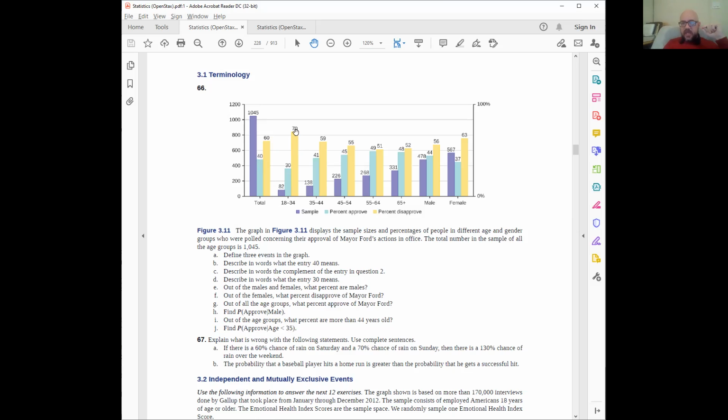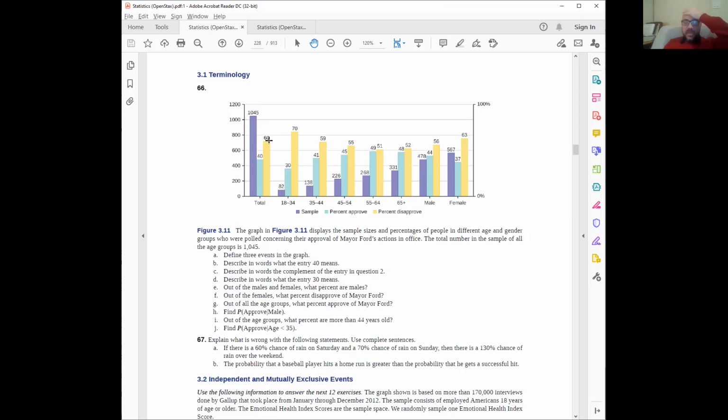The bar for 70 is higher than the bar for 60. So it makes it seem like there are more 18 to 34 year olds who disapprove than there are total people who disapprove, which is false. There's a higher percentage of 18 to 34 year olds who disapprove than the overall total. But when you make a bar chart, your bars should represent the relative sizes of the groups. And so it makes this group of 18 to 34 year olds who disapprove look bigger than the total group who disapprove, which is bad. That makes your chart confusing. So don't do it like that.